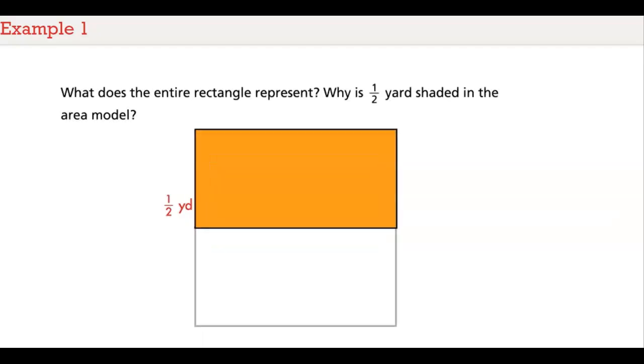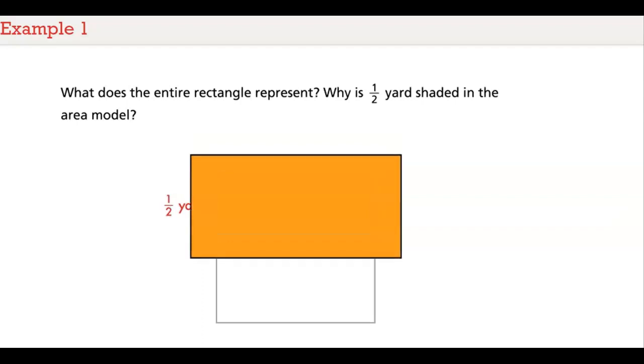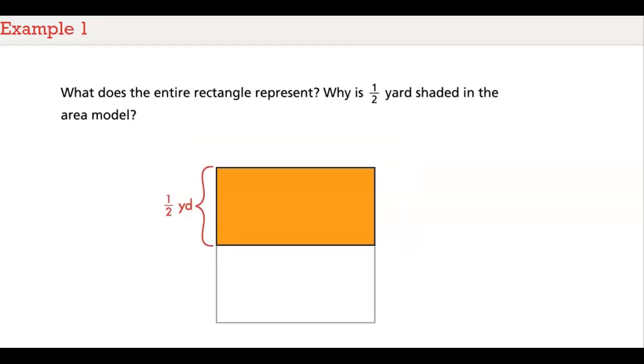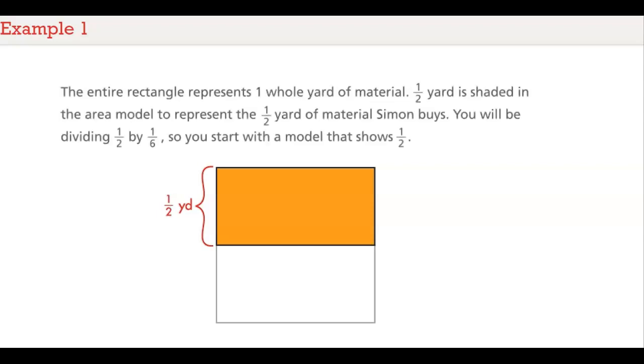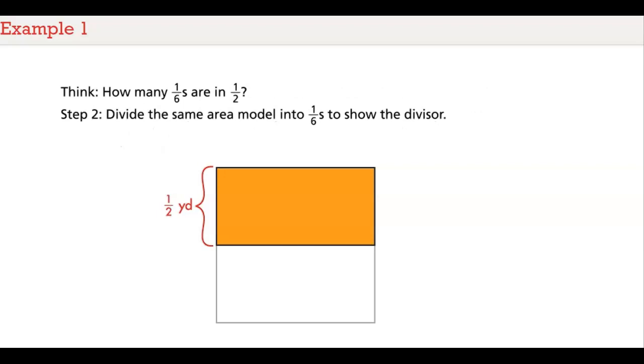What does the entire rectangle represent? Why is 1/2 yard shaded in the area model? The entire rectangle represents 1 whole yard of material. 1/2 yard is shaded in the area model to represent the 1/2 yard of material Simon buys. You will be dividing 1/2 by 1/6, so you start with a model that shows 1/2. Think, how many 1/6 are in 1/2?